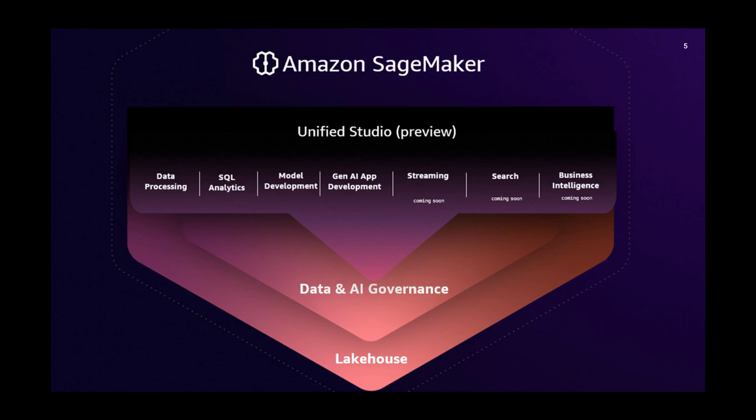Now, as shown in this diagram, Amazon SageMaker provides a complete stack for your machine learning needs, starting with the lakehouse that unifies your data across silos and databases, governed by a data and AI governance layer, and then enabling various processes ranging from data processing to SQL analytics to machine learning and GenAI development, all fronted by the SageMaker Unified Studio. Today our session is focusing on the GenAI app development area, as you see on this diagram.